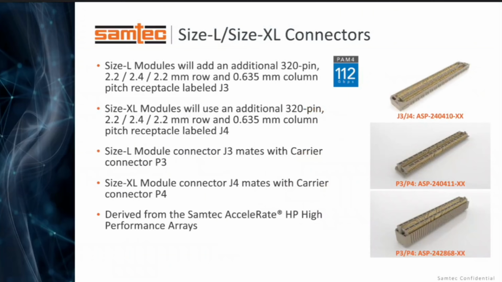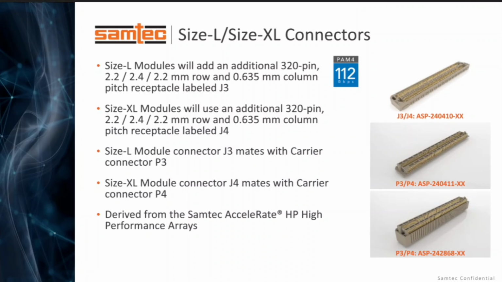Getting into the size L and size XL connectors, we add a little bit more space in between the rows of the connectors. So it's a 2.2, 2.4, 2.2 millimeter spacing along the length of the connector. Again, we're using a 320 pin version here, 4x80, similar to the size S and size M connectors. J3 mates to P3, J4 mates to P4, and again, as Shami mentioned, these are based on the Accelerate HP.